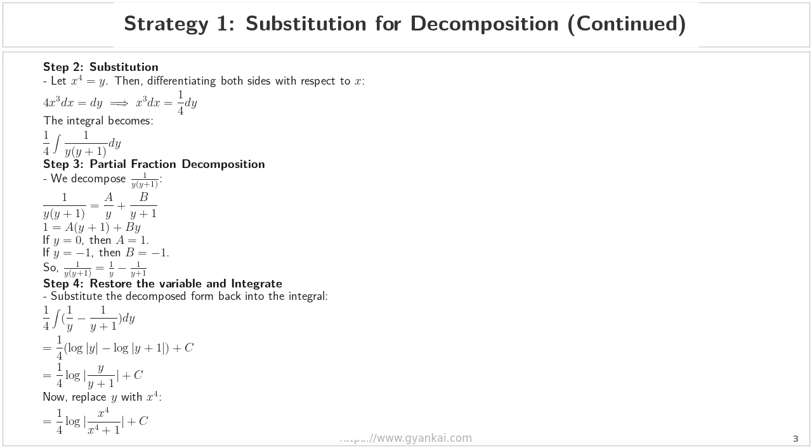Remember, the key here was using substitution to transform the original integral into a form suitable for partial fraction decomposition. We'll see similar strategies used in more complex problems, so it's important to understand this process thoroughly. Okay, let's continue working through this integration problem. This is slide 3, and we're building on what we started on the previous slide, where we prepared the integrand by multiplying both the numerator and denominator by x cubed.